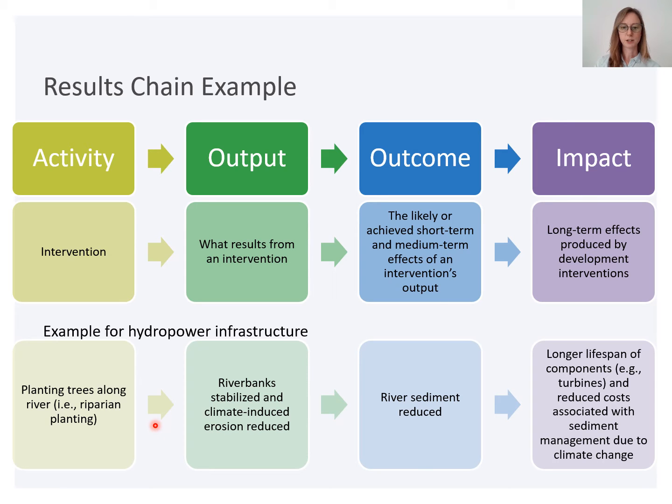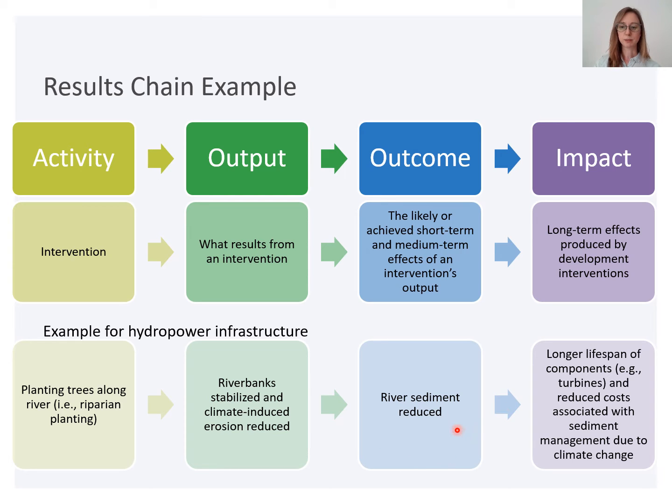So in the context of hydropower infrastructure, let's say that our activity is planting trees along the river. This is also known as riparian planting. So once we've done that activity, a plausible output, or in other words, the result from that intervention, could be that the riverbanks may be stabilized and climate-induced erosion is reduced. So once that's happened, then a logical outcome could be that river sediment is reduced.